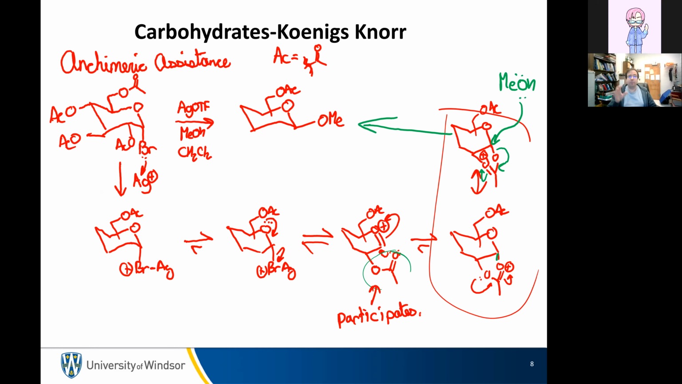So we have the participating group participating in the chemistry, and I might refer to it as an anchimeric assistance group. This overall effect is called anchimeric assistance, and it relies on having a C2 participating group that takes the oxocarbenium, stabilizes it, and blocks the alpha face, forcing beta attack.